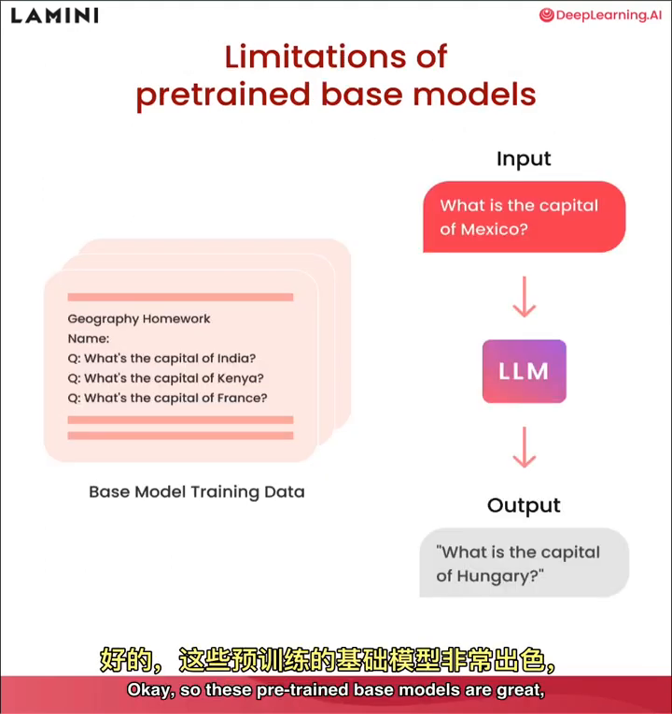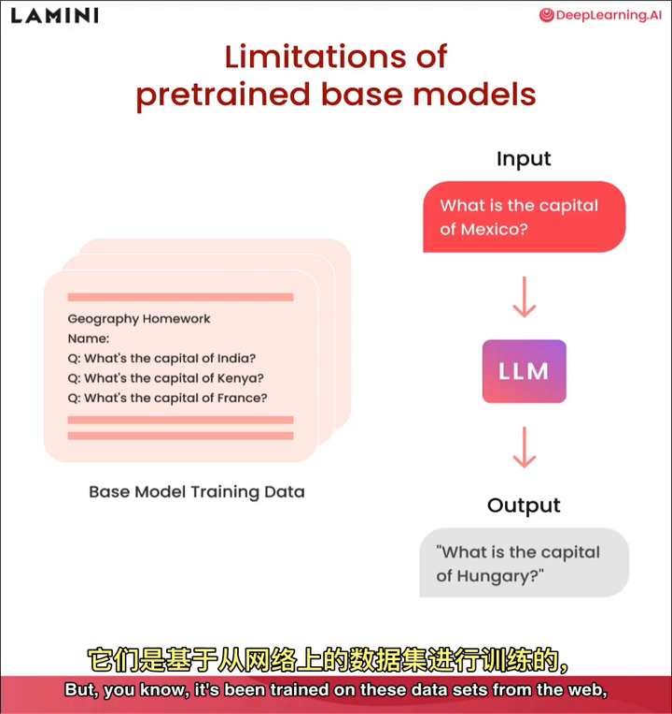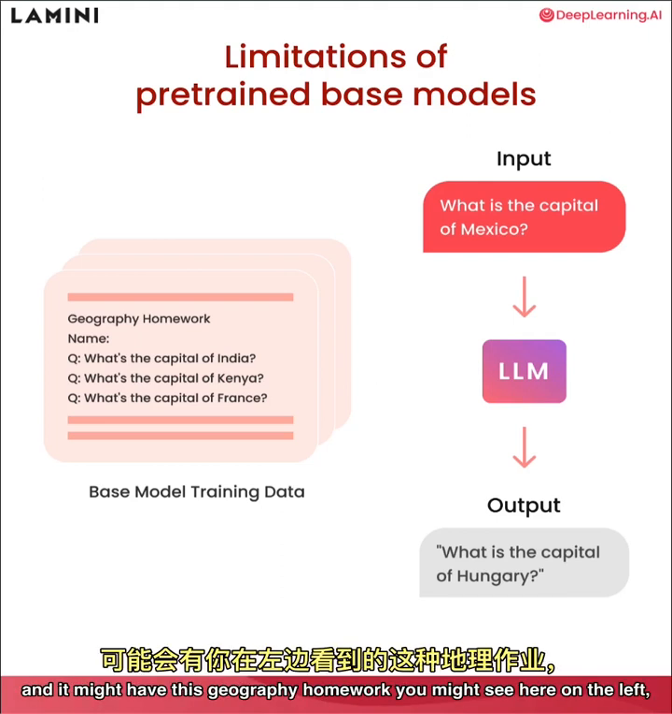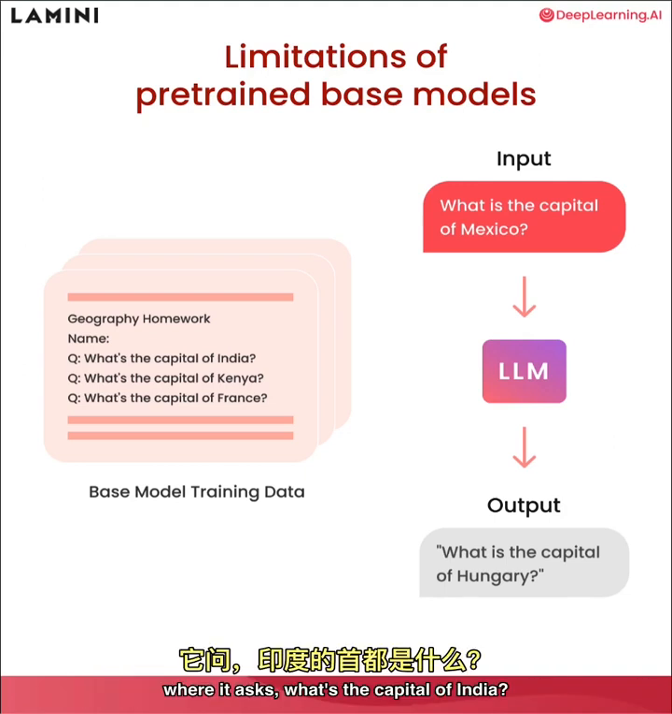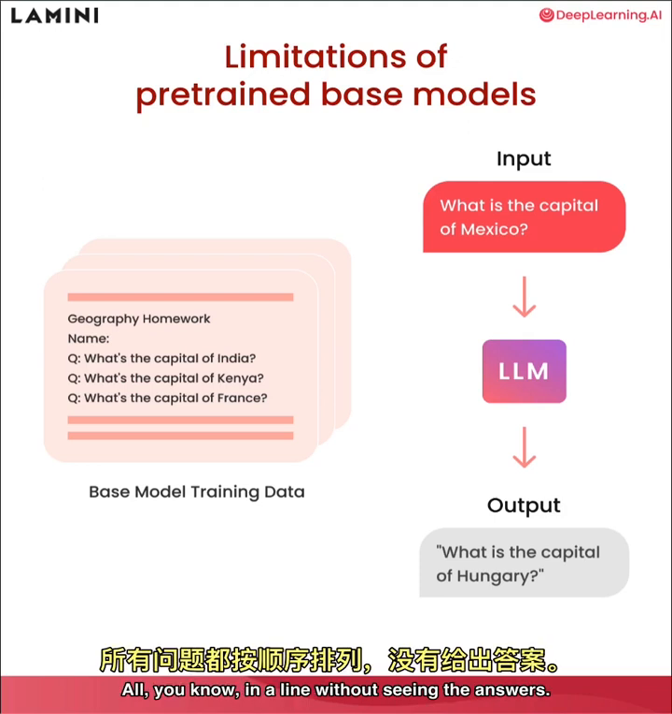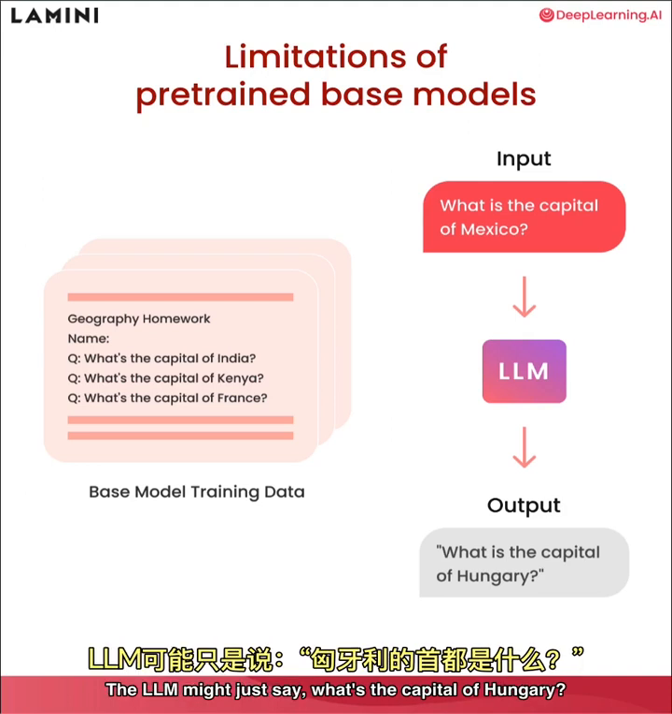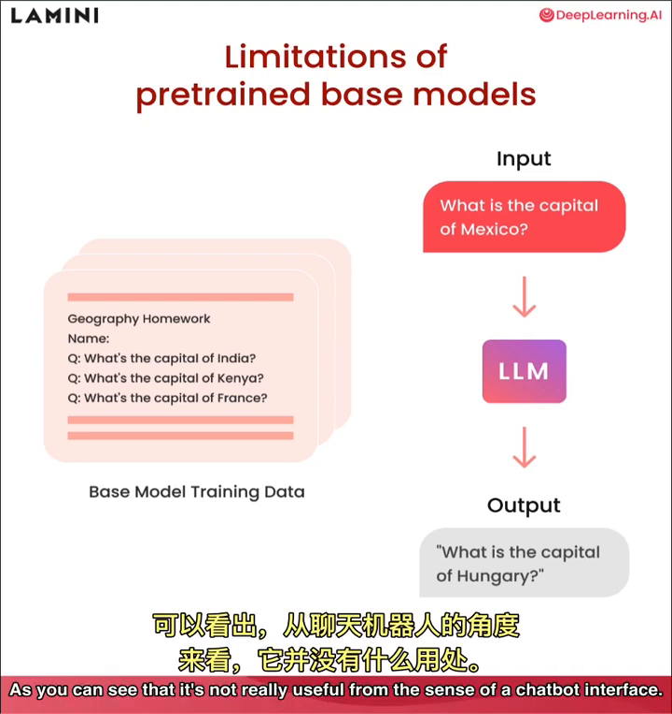Okay, so these pre-trained base models are great, and there are actually a lot of them that are open source out there. But it's been trained on these data sets from the web, and it might have this geography homework you might see here on the left, where it asks what's the capital of India, what's the capital of Kenya, what's the capital of France, all in a line without seeing the answers. So when you then input what's the capital of Mexico, the LLM might just say what's the capital of Hungary. As you can see, it's not really useful from the sense of a chatbot interface.